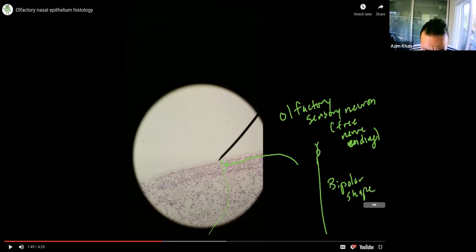You can see another one right here. I think I've covered another one up, but you can find another one right here. It's the longer cells. The rest of the cells are supporting cells, which we're not going to go into much detail about.